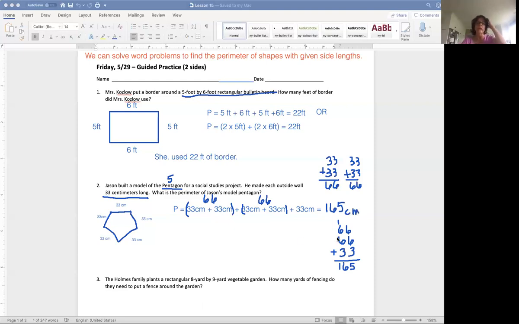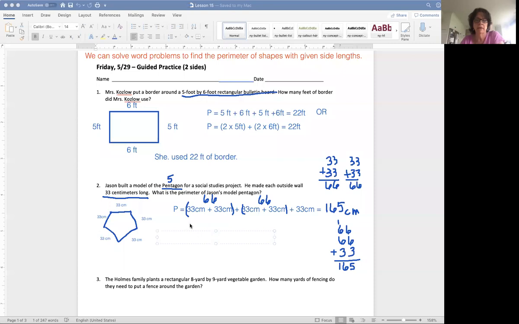Okay. Next year, you would learn how to write a number sentence like P equals 5 times 33 centimeters, and you would learn how to do that double-digit multiplication. And that's something you have to look forward to in 4th grade. That's why it's important that you know your multiplication facts. All right, I'm still missing my target sentence.